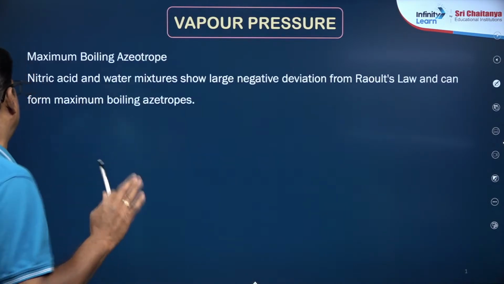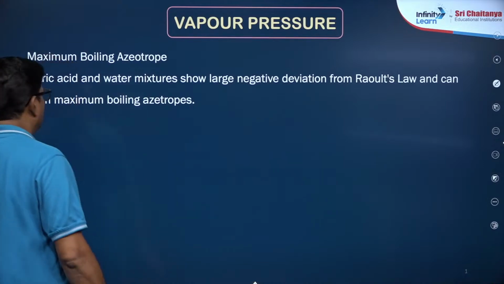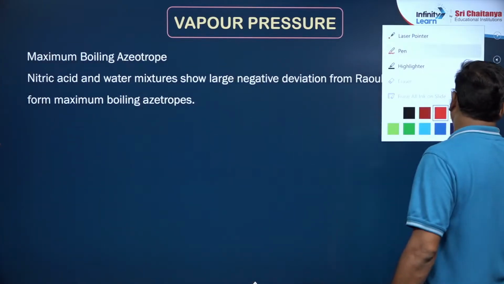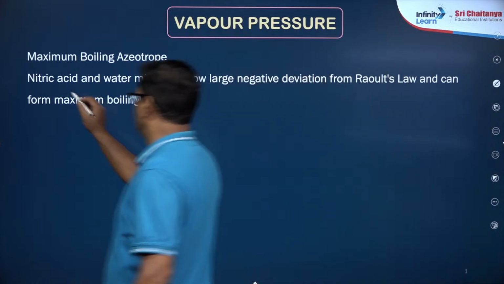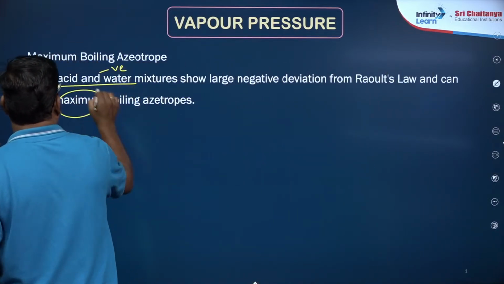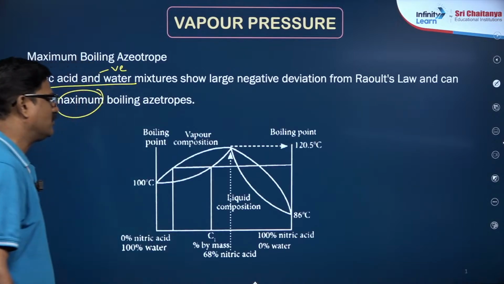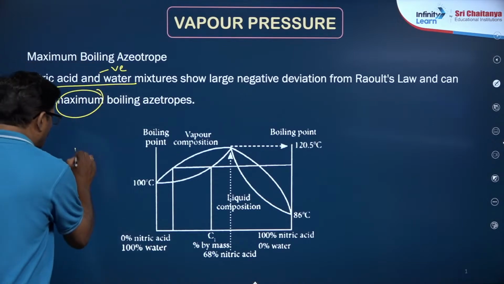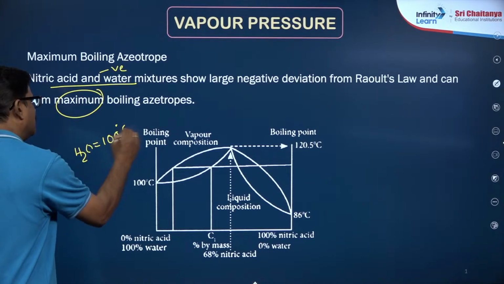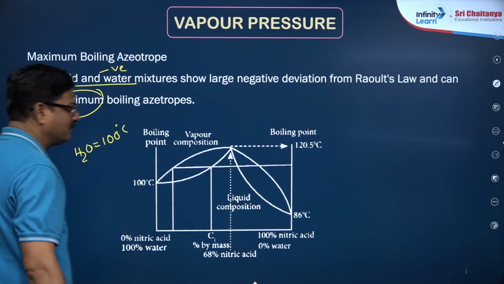So, talking about the maximum boiling azeotrope, nitric acid and water show a large negative deviation, so it is going to be the maximum boiling azeotrope. At the composition, you see water's boiling point is 100 degrees centigrade. You need not memorize any value, as said, okay.